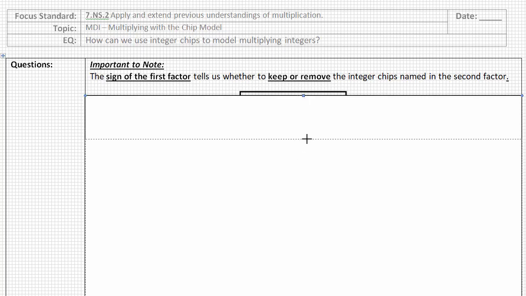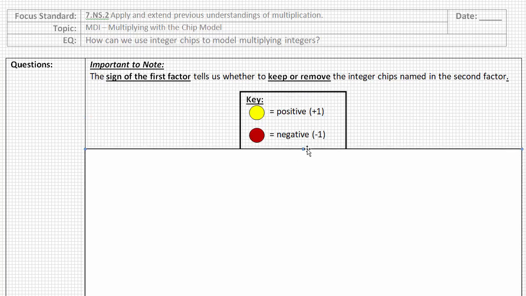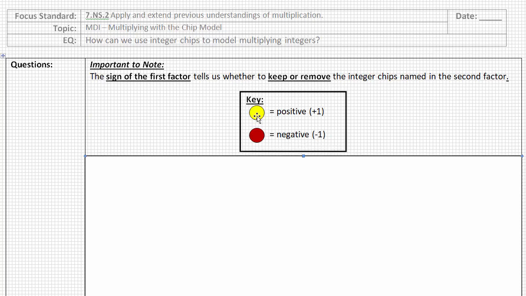And since we're using integer chips, I've included a key here. You can use the same key as me, or you can use a positive sign here and a negative here. That doesn't matter to me, as long as you denote what type of chip is going to be a positive and what kind of chip is going to be a negative. So for our purposes in this video, yellow will be positive and red will be negative.